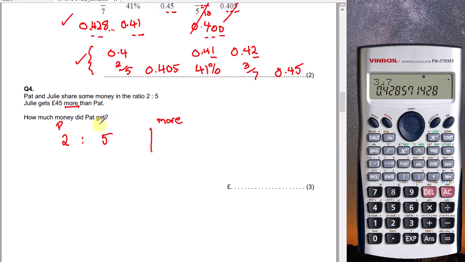Julie got 3 shares more than Pat. That's my first calculation. Then I can use the question. Julie gets £45 more than Pat. I've got to change that 3 into 45. So the difference between these is worth 45. I'm going to multiply both numbers by 15, so 30 and 75. 5 times 15 is 75, and 75 minus 30 is 45. How much money did Pat get?